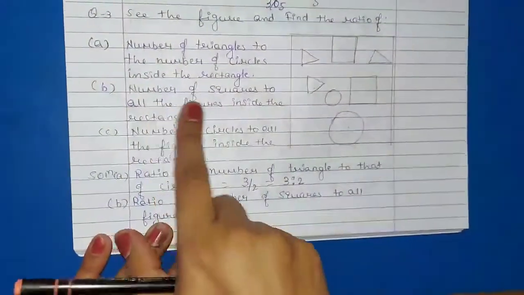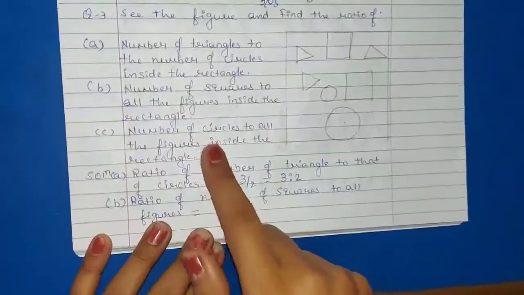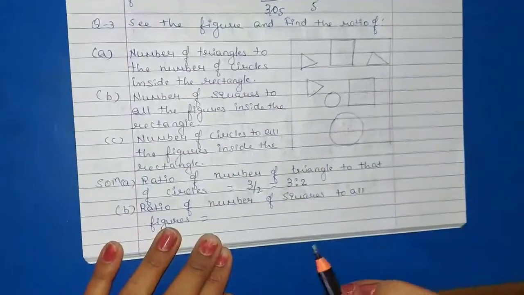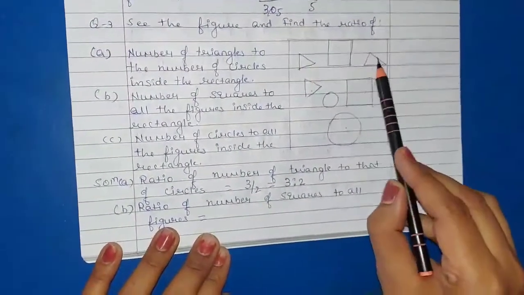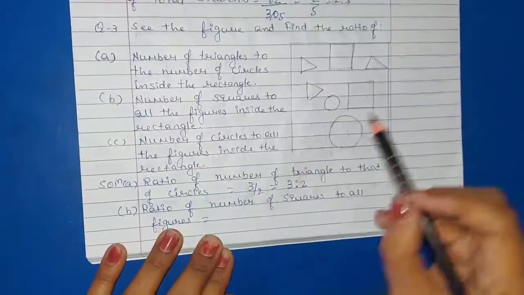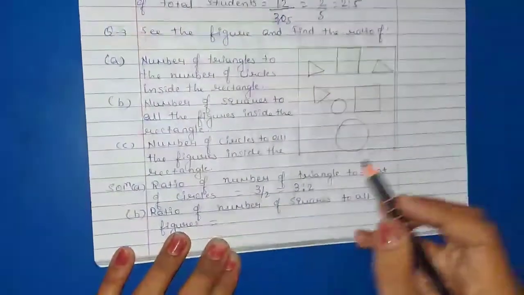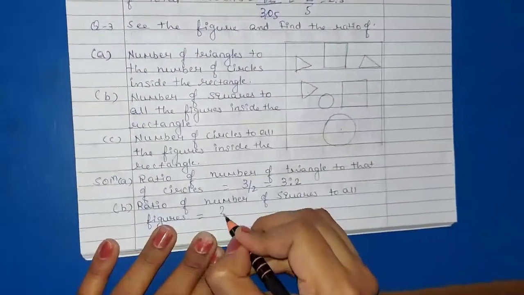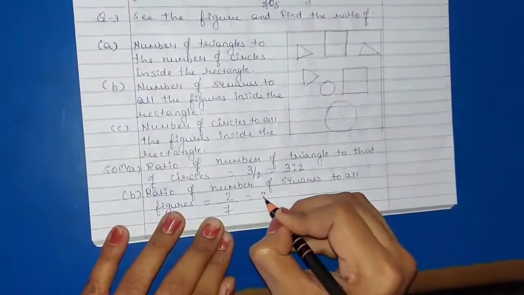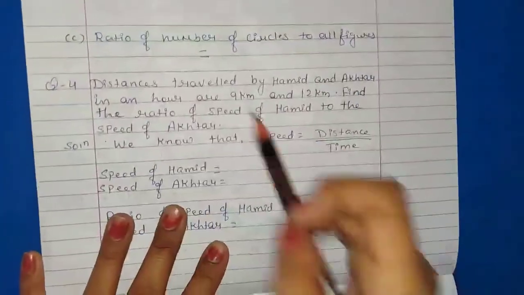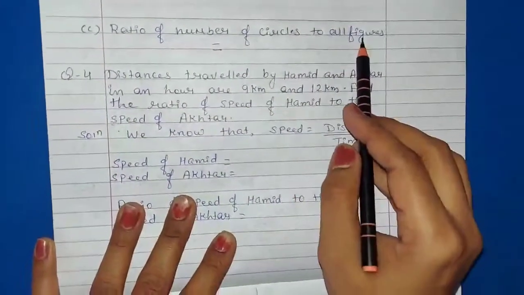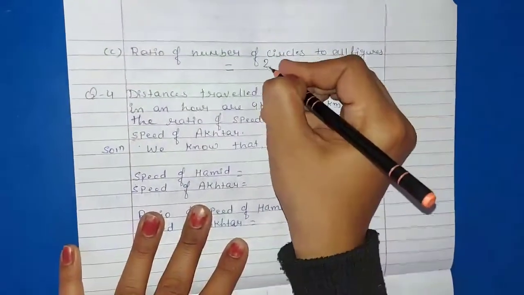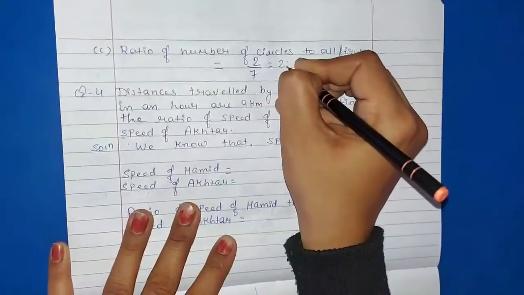B. Number of squares to all the figures inside. So how many squares are there? 2. And how many total figures are there inside? So let us count. 1, 2, 3, 4, 5, 6 and 7. So what will we write? 2 upon 7. Ratio of number of squares to all the figures equals 2 upon 7 equals 2:7. C. Ratio of number of circles to all figures. So 2 circles were there and all figures are 7. So 2 upon 7 equals 2:7.